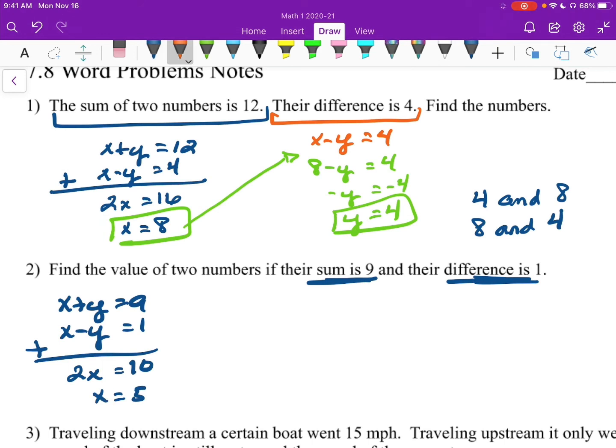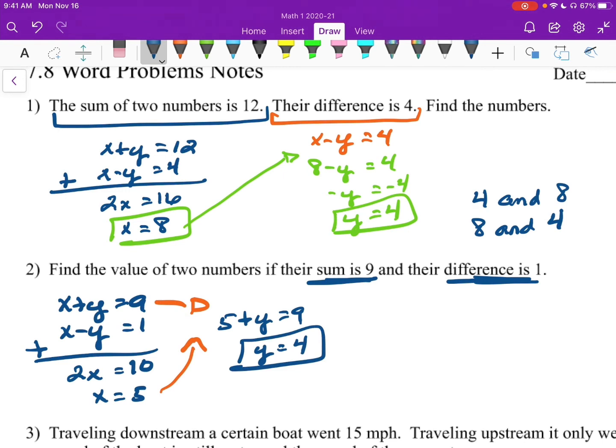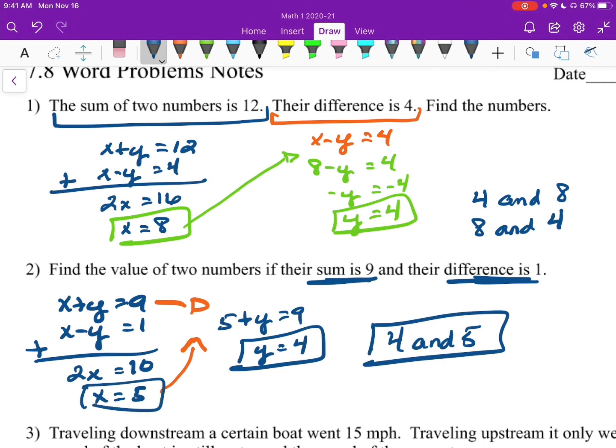I go back and I plug in, I'll plug into the top one. I'm going to have x plus y, I need to plug in 5 there. 5 plus y is 9, so y is 4. So my answer is 4 and 5. All right, there's number 2.